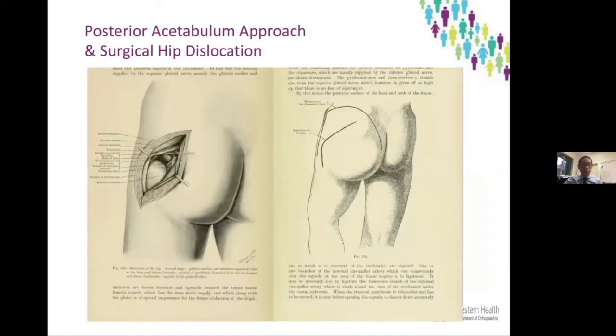So this is a picture from 1907. This is the first English translation of the Langenbeck approach, the Kocher approach, which was the variation of the Langenbeck approach. And this was actually originally described for a resection of the hip joint. So there was no talk about preservation of the blood supply to the hip joint.